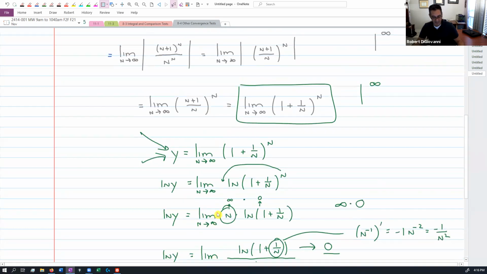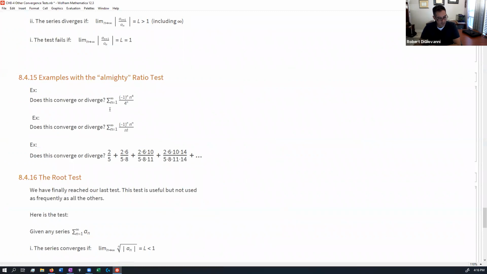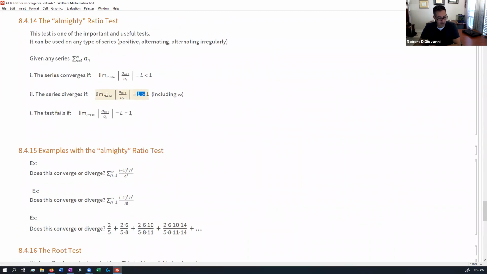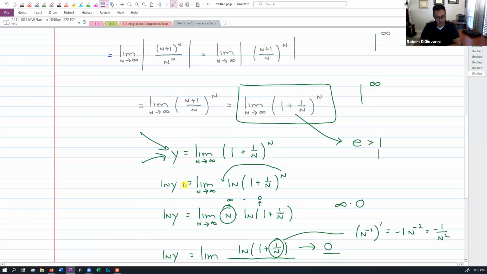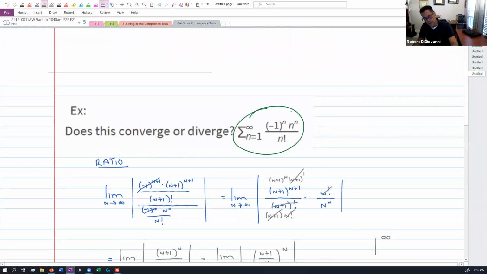Okay, so all of that, this right here, this limit goes to e. And e is about 2.718. That's bigger than 1. And according to the ratio test, if we get an answer that's bigger than 1, then this thing diverges. So our conclusion is that this diverges.